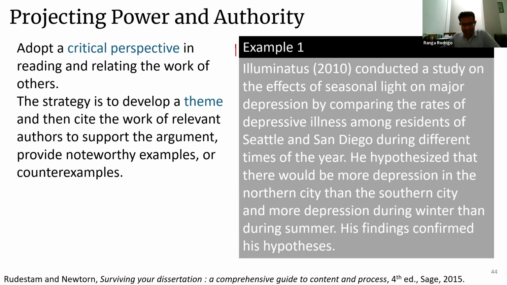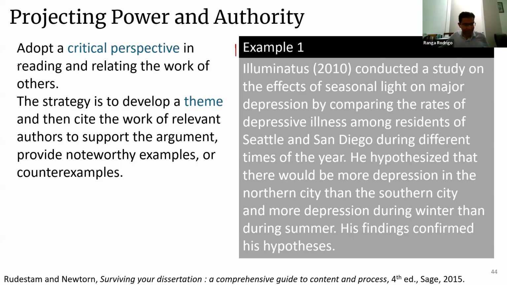Let me read. Illuminators 2020 conducted a study on the effects of seasonal lighting on major depression by comparing the rates of depressive illness among the residents of Seattle and San Diego during different times of the year. He hypothesized that there would be more depression in the northern city than the southern city, and more depression during winter than summer. His findings confirmed his hypothesis. So you can see this one totally gives the power to the person who wrote that journal paper, Illuminators. And as a person who's writing the literature review, you are projecting no authority here.